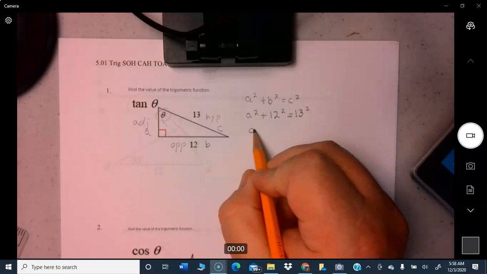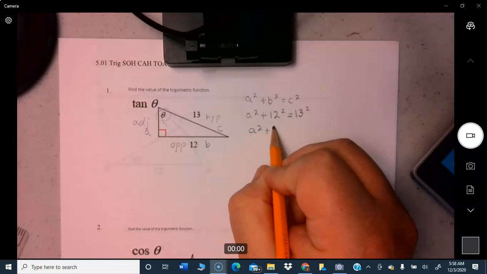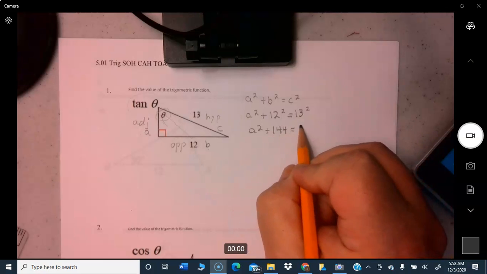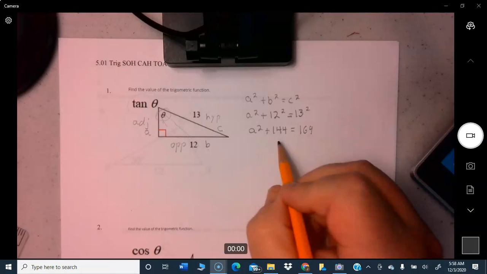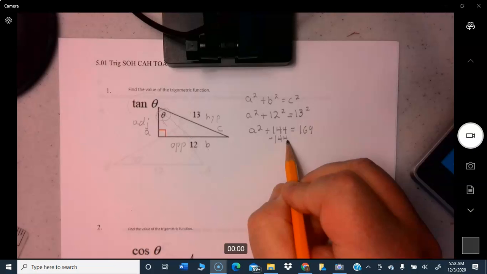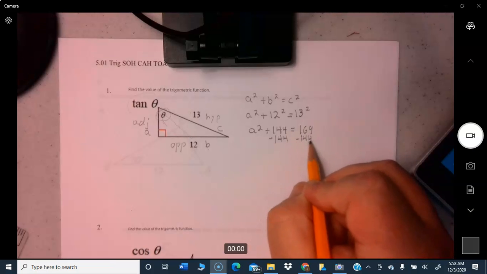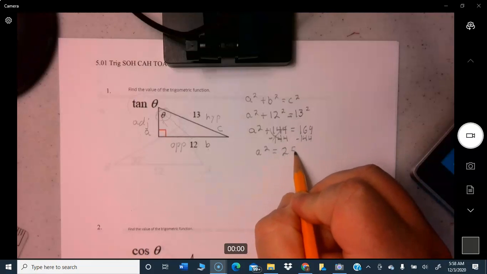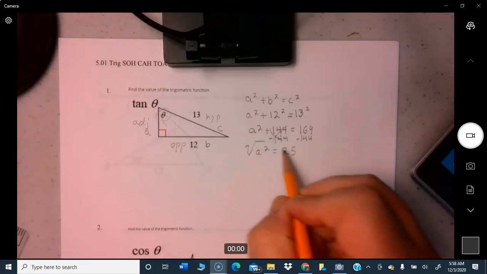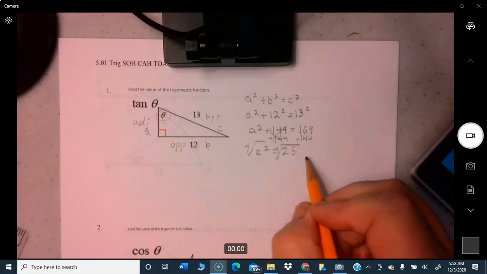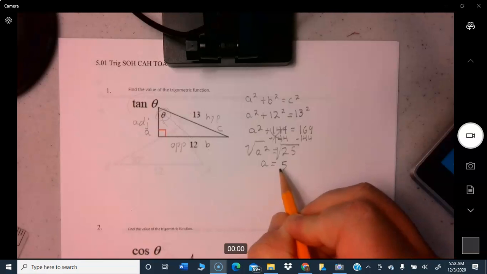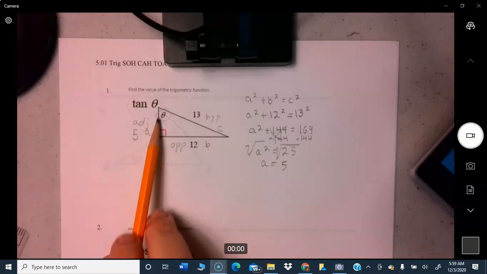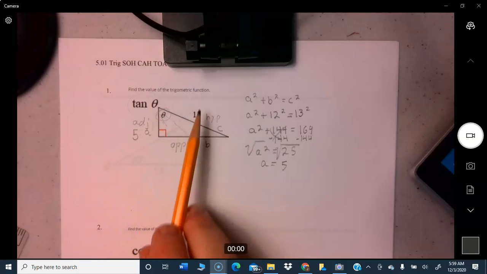Okay. So that gives me A squared plus, you can do this on your calculator, 144 equals 169. And now you're just going to subtract 144 from both sides, and you get A squared equals 25. Take the square root of both sides, and you get A equals 5. So this side over here is 5. Okay, so we have 5 for this side, we have 12 for this side, and 13.